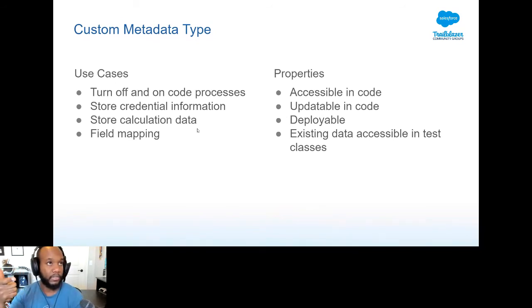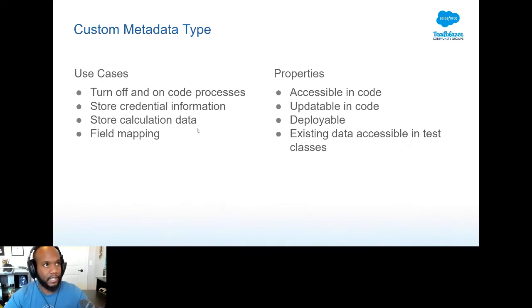I love using them as field mappings for integrations as they come through, and I've done an example on that. You can use them to turn processes off and on. So let's say you have a trigger process set up and everything is linked together, but you're doing a huge data load and you want to turn off the trigger. Well, if you have set your code up properly, you can come into custom metadata and say, okay, let's turn off the trigger while we're doing this data load, and then we'll turn it back on. Please remember to turn it back on after the data load is finished.